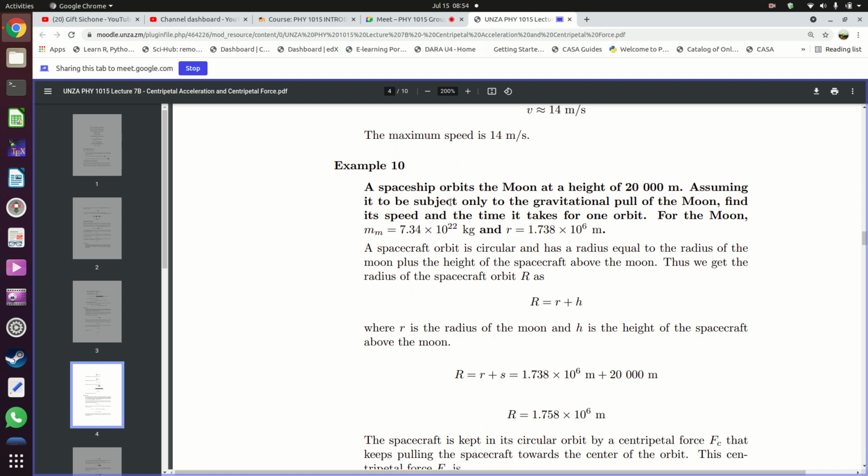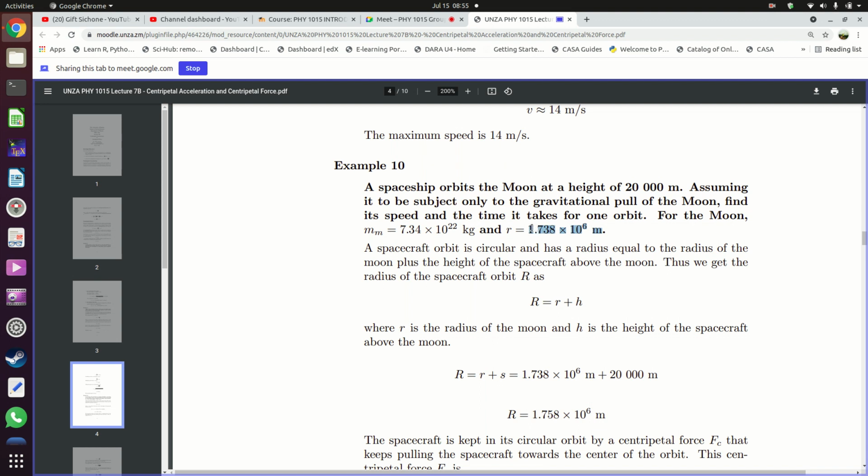Assuming it to be subject only to the gravitational pull of the moon, find its speed and the time it takes for one orbit. For the moon, this is the mass of the moon. The mass of the moon is 7.34 times 10 to the power 22 kg, and the radius of the moon is 1.738 times 10 to the power 6 meters. That's the radius of the moon.